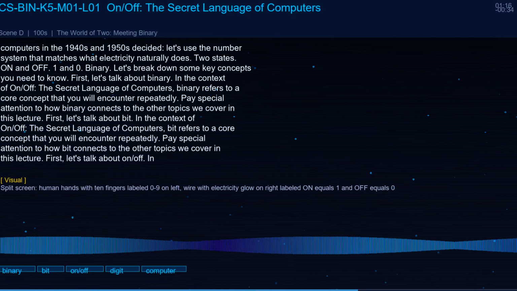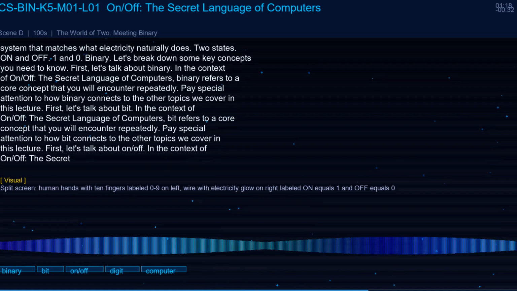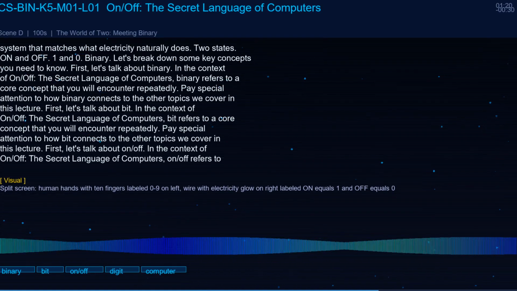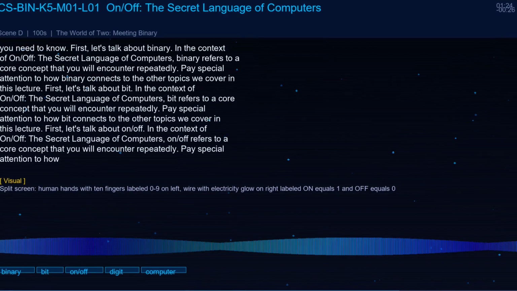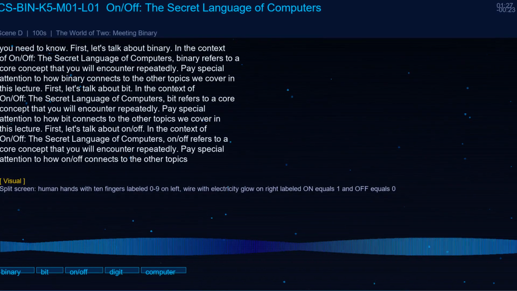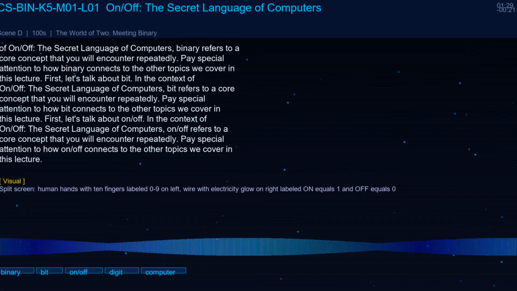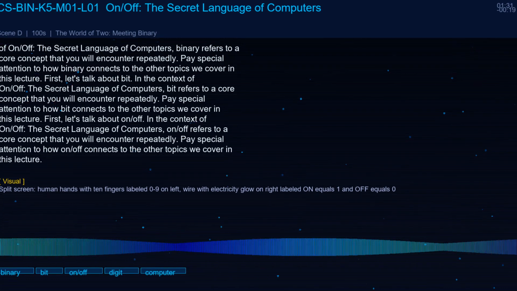First, let's talk about bit. In the context of on/off, the secret language of computers, bit refers to a core concept that you will encounter repeatedly. Pay special attention to how bit connects to the other topics we cover in this lecture.